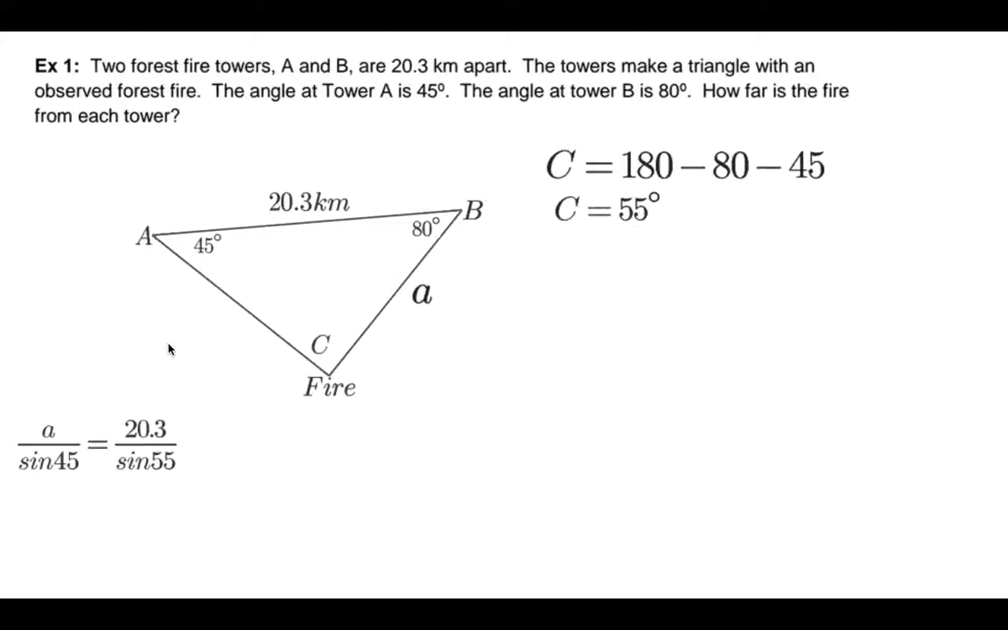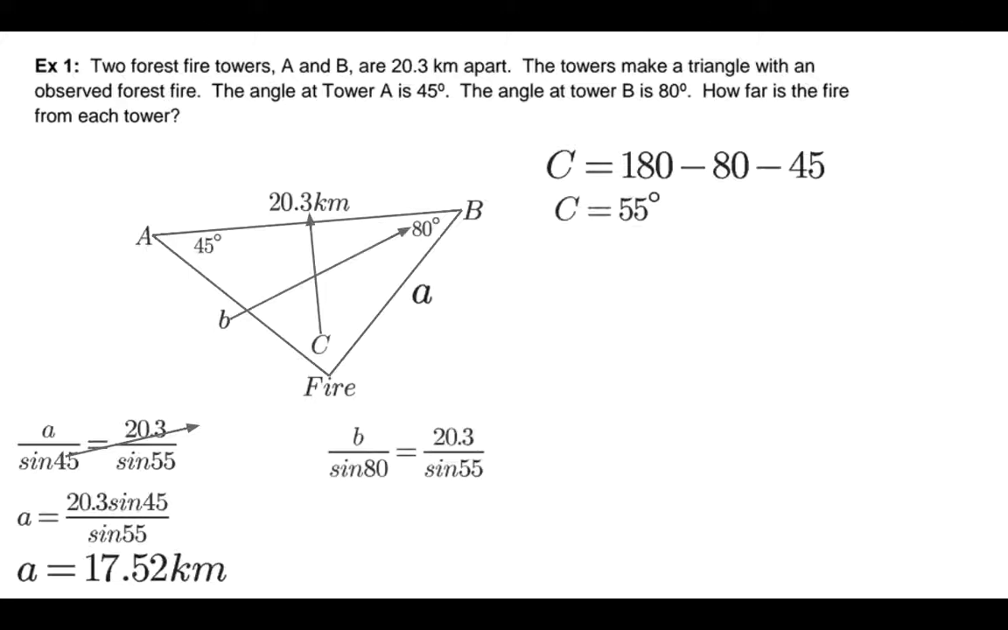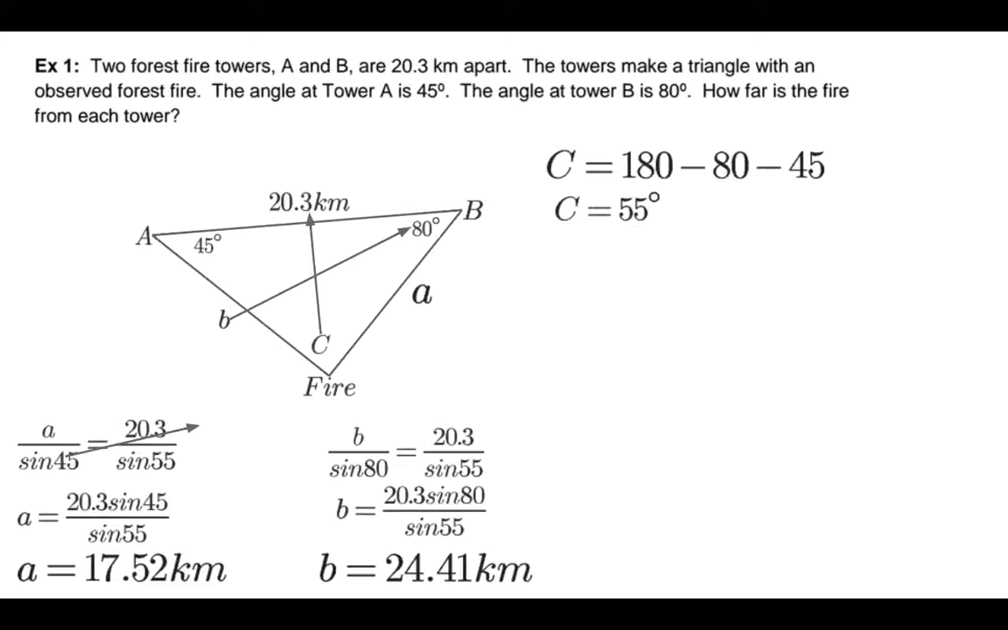A over sine 45 is 20.3 over sine 55. Cross multiply: sine 45 times 20.3 and divide by sine 55. You can do that all at once. You get 17.52 kilometers. Same thing for side B, just using the 80. It's almost the exact same calculation, and you get 24.41. And that's how far the fire is from each tower.